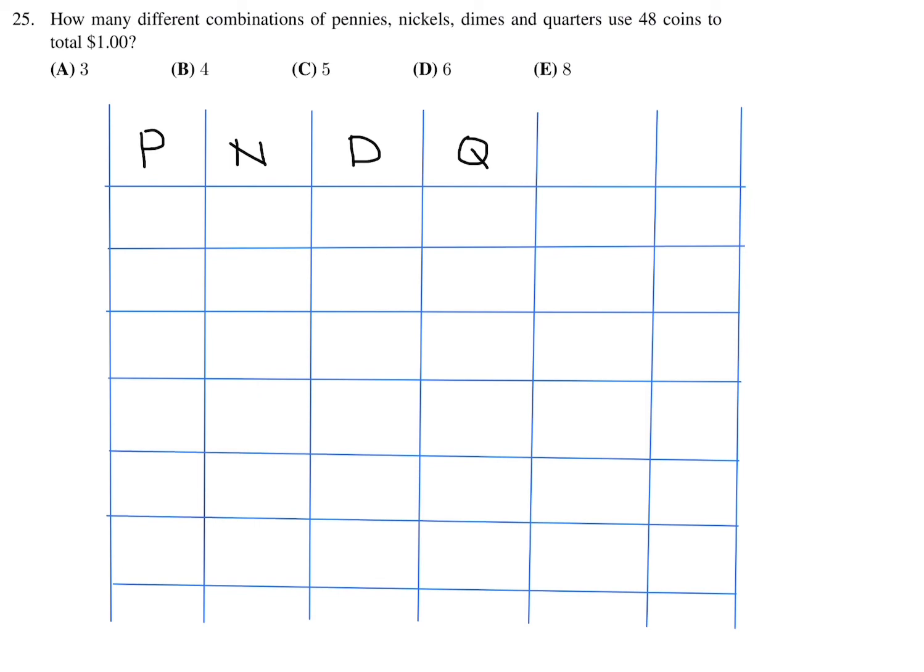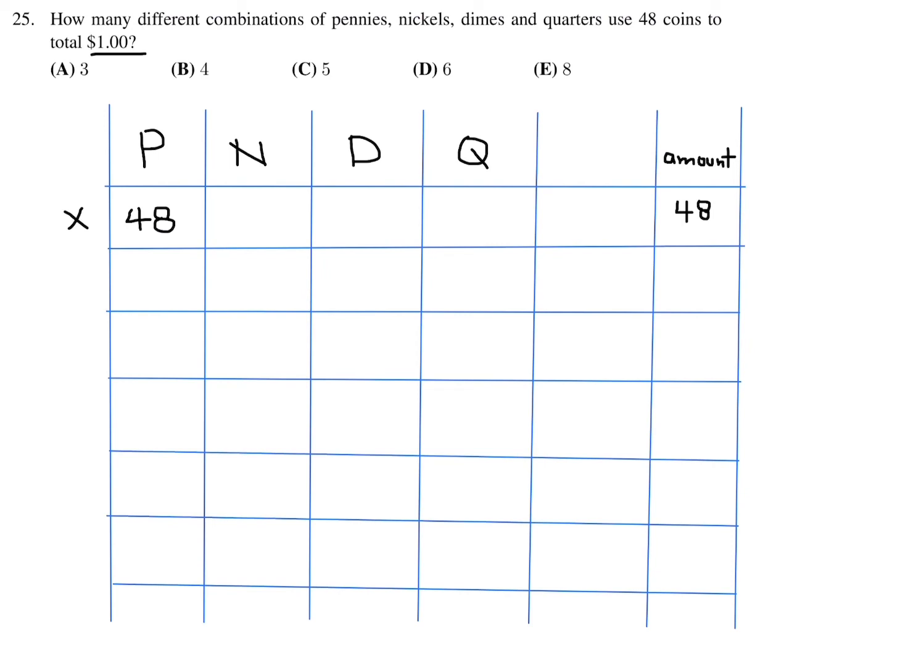So the number of coins has to be 48, right? So if I have 48 pennies, I'm just going to start at that point. If I have 48 pennies, they're all pennies. I've got 48 cents. So I'm going to put my amount here. Now, obviously, that's no good, right? Because I've got a total of $1. So no good there. But that's okay, because I need a starting point.